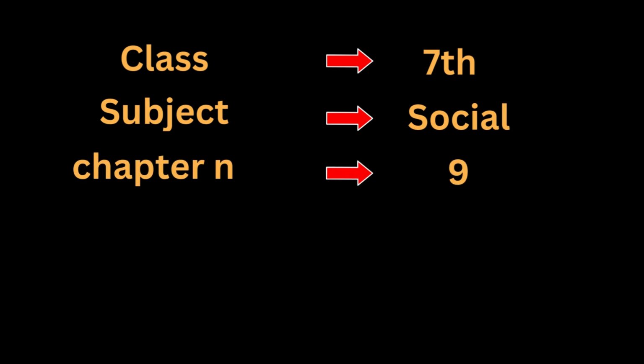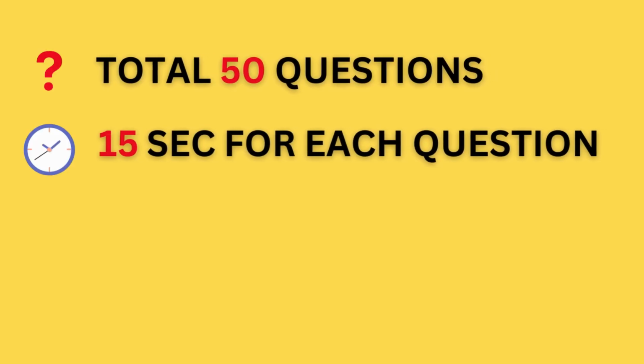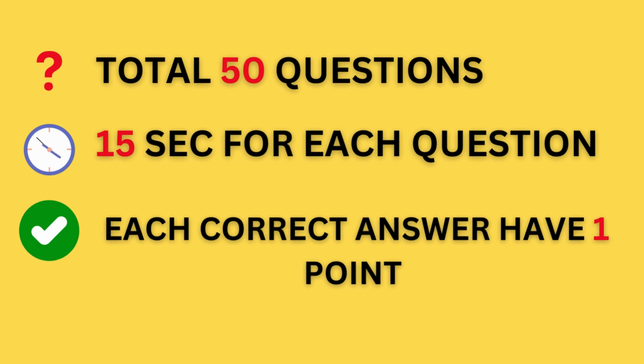Class 7th Subject Social, Chapter number 9, Chapter name: Production in a factory, a paper mill. Part 1. Total 50 questions. 15 seconds for each question. Each correct answer has 1 point.